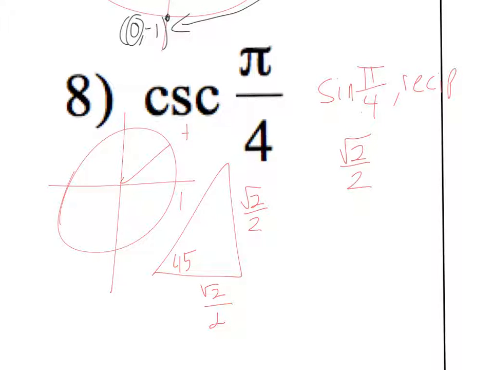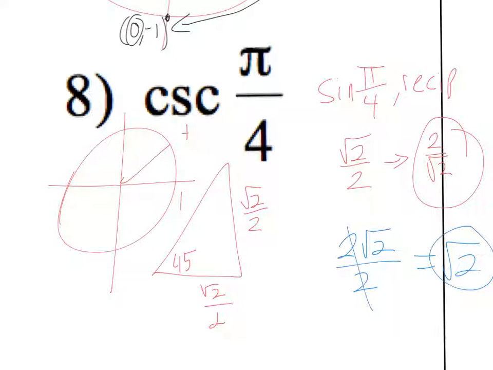Reciprocal is going to be 2 over the square root of 2, which you can leave like that. That's an okay value for this. Or if you multiply the top and the bottom by the square root of 2, you get 2 square roots of 2 over 2, which reduces to the square root of 2. That's also an acceptable answer.